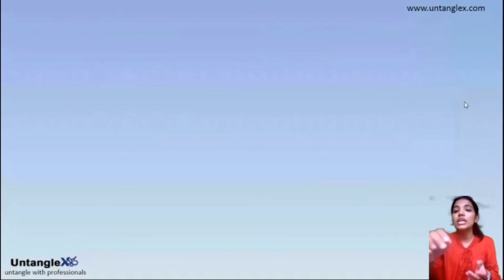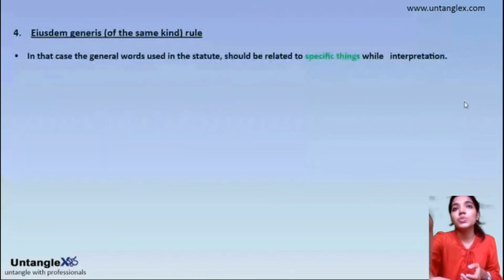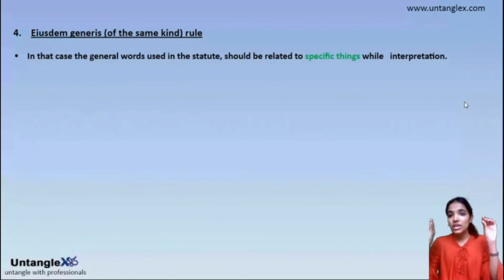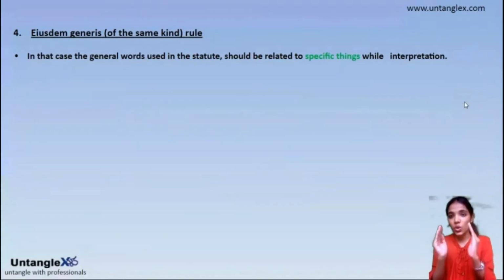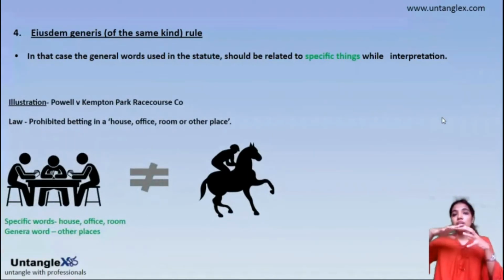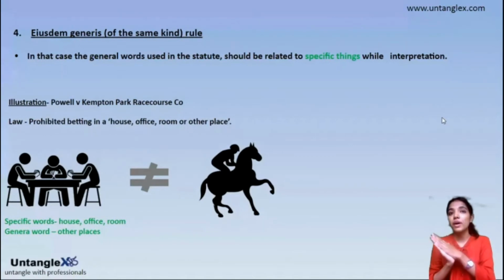Now let's go to the next one, that is the Eiusdem generis, or the same kind rule. That means if a statute mentions certain words, and whatever follows is related to these words. I will tell you by an example of a case law, Powell versus Kempton Park Racecourse Company. There was a Betting Act. The Betting Act says that it was an offense to do betting in a house, office, room and other places.